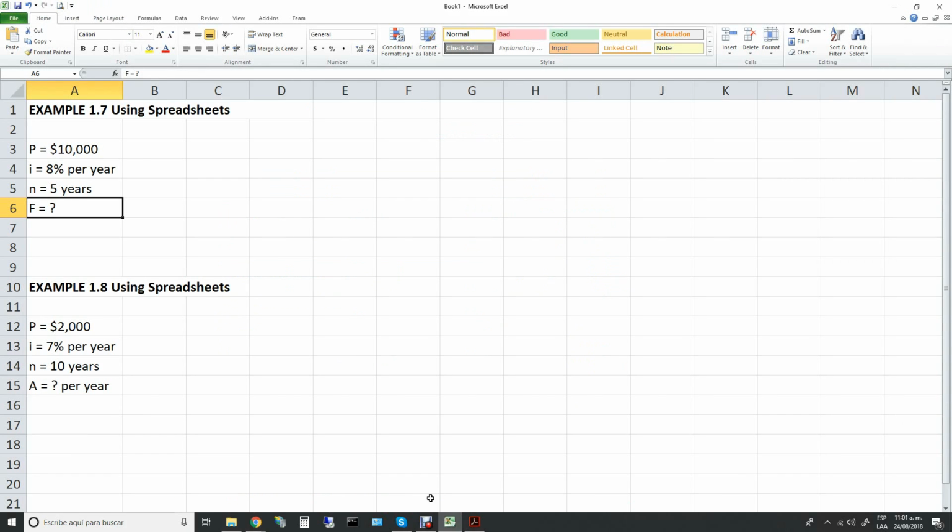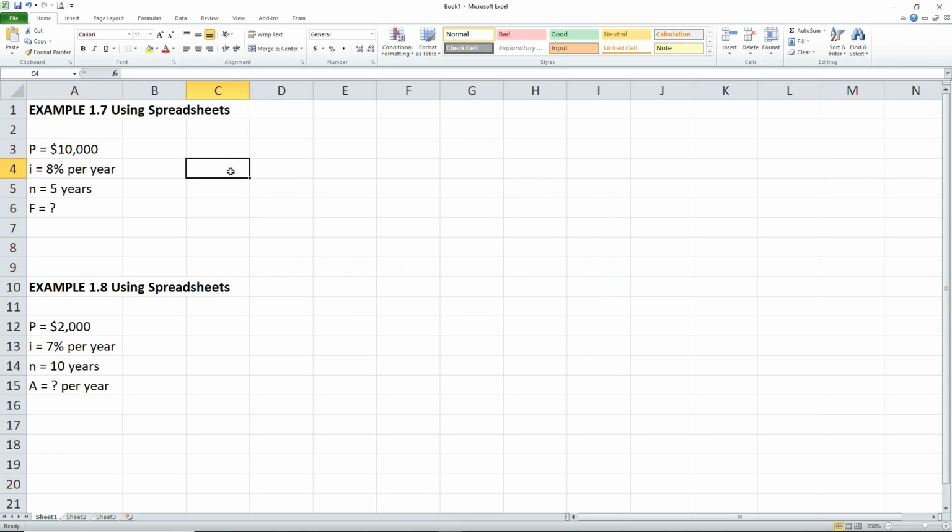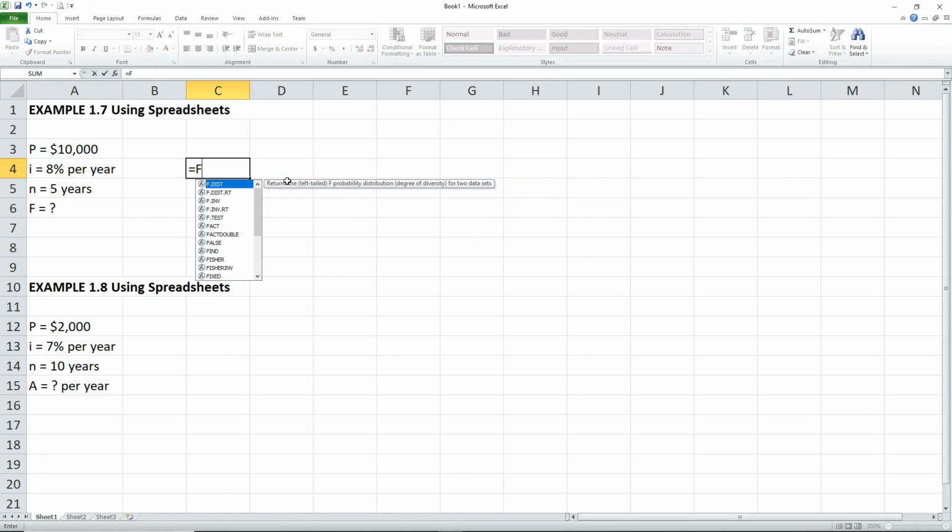So we go back to Excel and you're just going to type in the equal sign FV, okay, and notice that it's going to tell you here that it returns the future value of an investment based on periodic constant payments and a constant interest rate. So it's going to give you the definition. When you open the parentheses, it's going to give you the smart tag. So you do not need to memorize the Excel formulas. If you're using Excel, it will tell you exactly what you need.